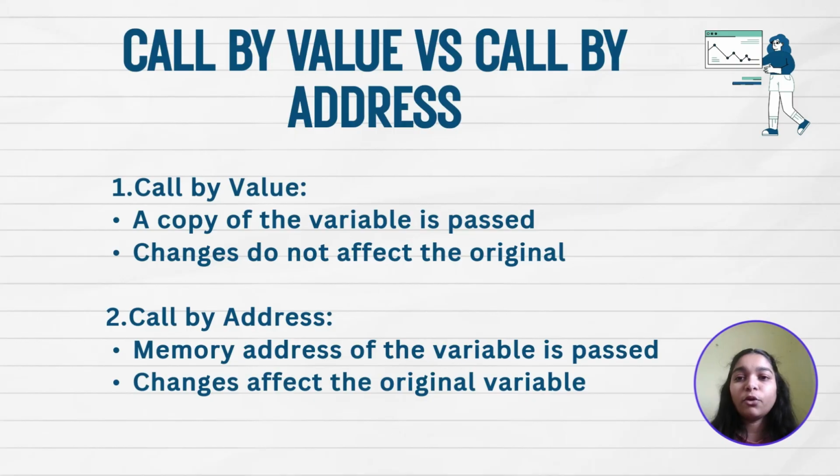Now we are going to see call by value versus call by address. Let's understand this concept with a very simple example. Imagine you have a house key. Now you give your friend a copy of that key. That's what we call call by value. Your friend can use that key to open a door, sure, but they cannot change your original lock, right? Because they don't have access to the real lock, only a copy of that key.